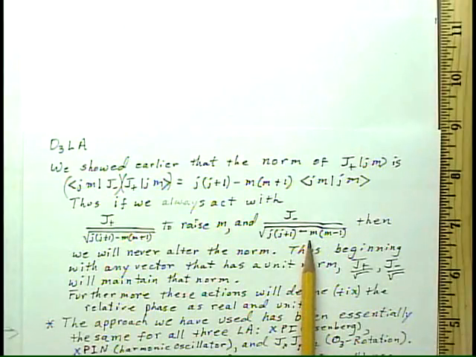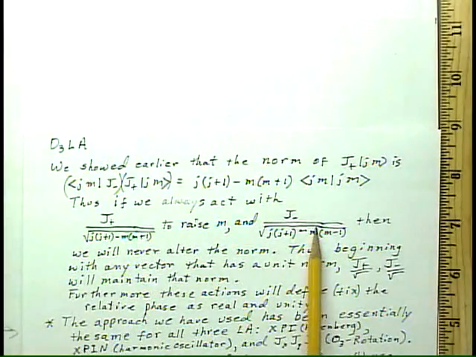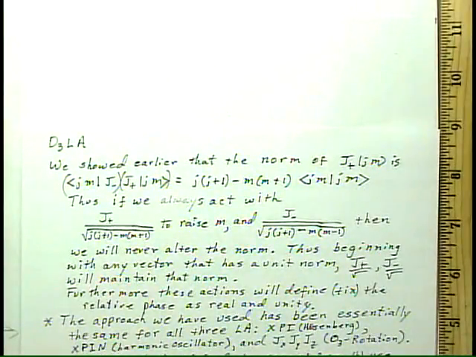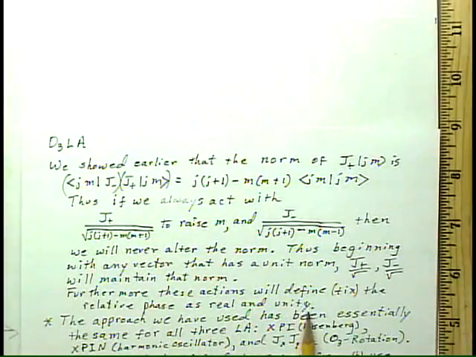In other words, we define the phase as no different from the phase of the vector which we are either raising or lowering. In other words, we do not put an e to the i phi out here, where phi is some phase that's dependent upon the number of times that we have raised or lowered the operators. So consequently, by acting with this e plus operator here and this e minus operator here, we can raise and lower the eigenvalues and maintain the norm, so that if we start out with a vector that has a unit norm, we maintain that vector, and furthermore, that defines the relative phase as being real and unity.